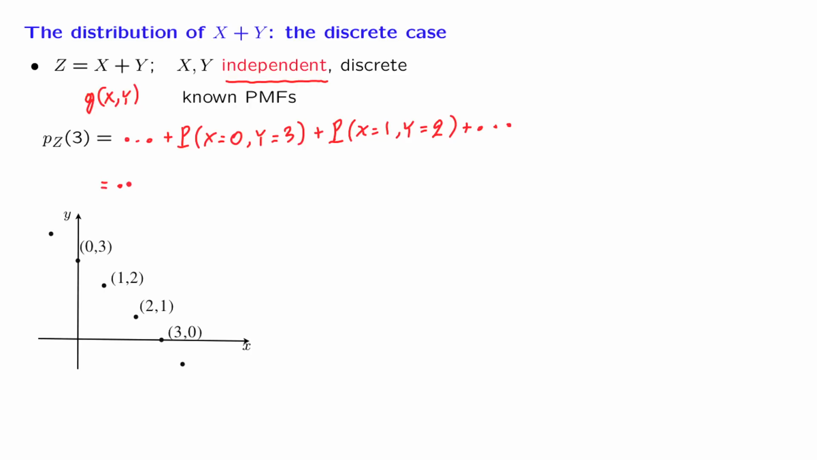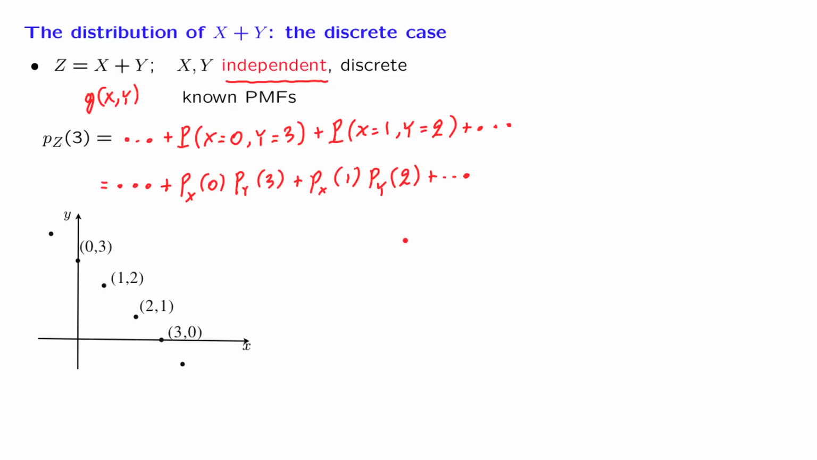Now, here comes an important step. Because we have assumed that x and y are independent, the probability of these two events happening is the product of the probabilities of each one of these events. So it is the product of the probability that x is equal to 0, where now I'm using PMF notation, times the probability that y is equal to 3. Similarly, the next term is the probability that x is equal to 1 times the probability that y is equal to 2. Again, we can do this because we are assuming that our two random variables are independent of each other. Now let us generalize.